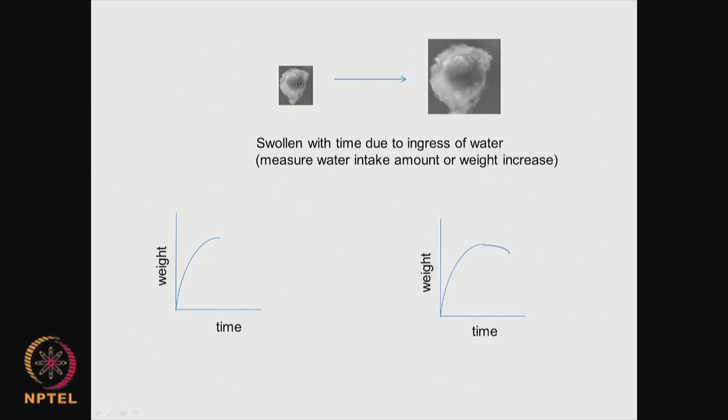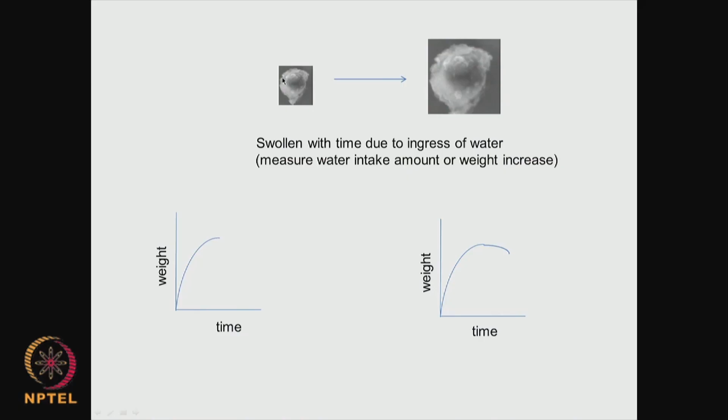Now, if the polymeric material also starts degrading, after some time the weight may start going down. If that happens, you can be sure that the material itself is degrading. If the swelling rate is faster than the degradation rate, then of course you will not see any degradation, so you will not see a decrease in weight. But if the degradation also starts taking place, then the weight may go up and start decreasing.